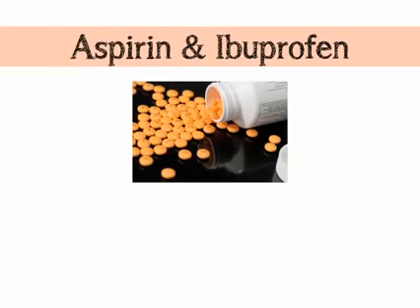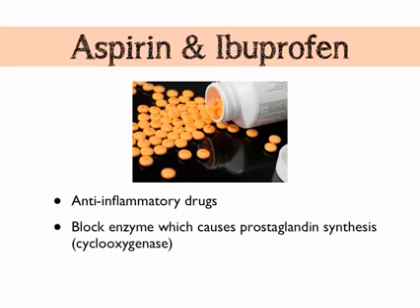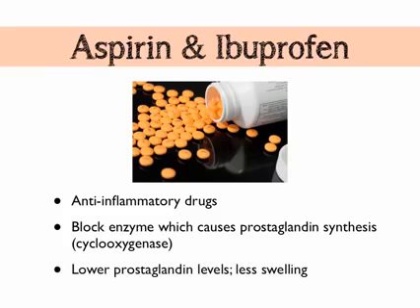So aspirin and ibuprofen are common anti-inflammatory drugs, and they help to reduce the amount of prostaglandins in our body. The way they do this is they block that enzyme, which I showed you a couple of slides ago, cyclooxygenase, which promotes prostaglandin synthesis. So with less activity of cyclooxygenase, there comes less prostaglandin synthesis, which therefore means we have less prostaglandins kicking around, and therefore less swelling. Et voila, anti-inflammatory drugs.